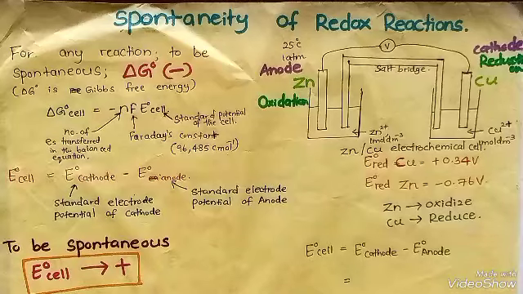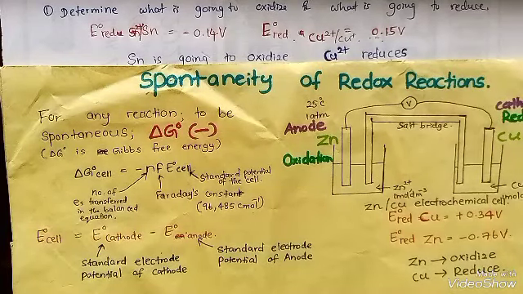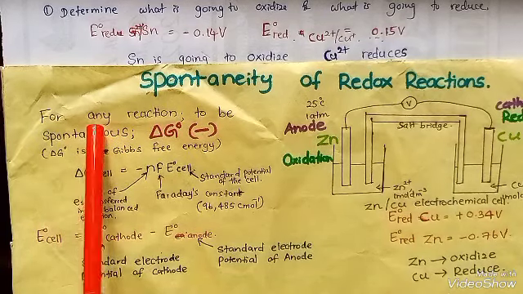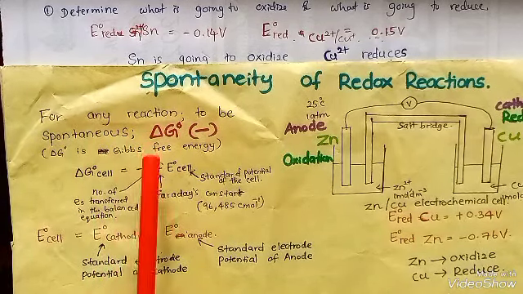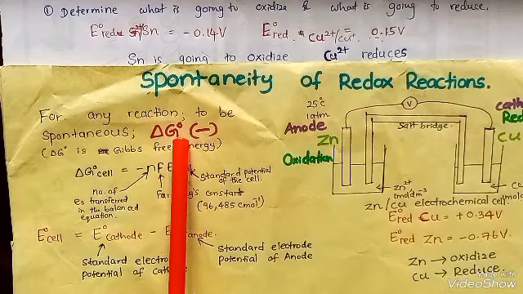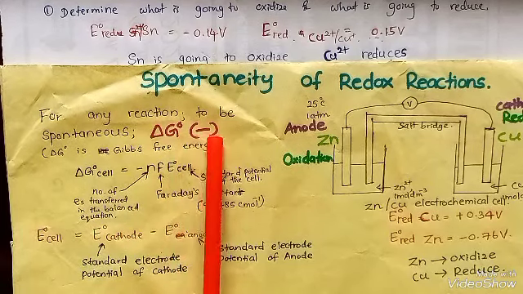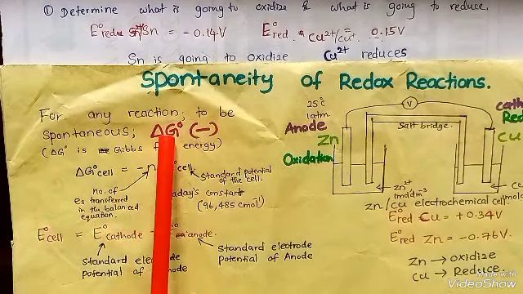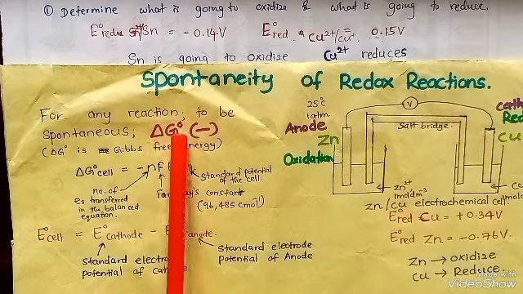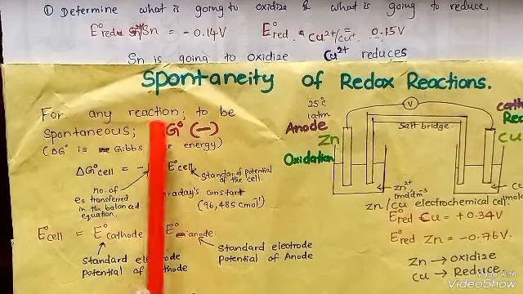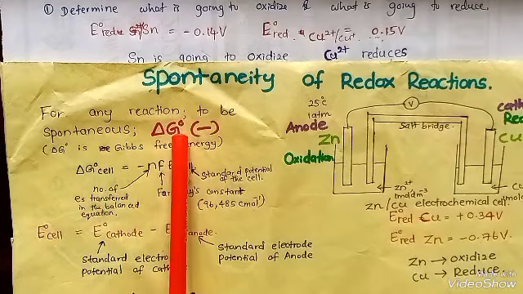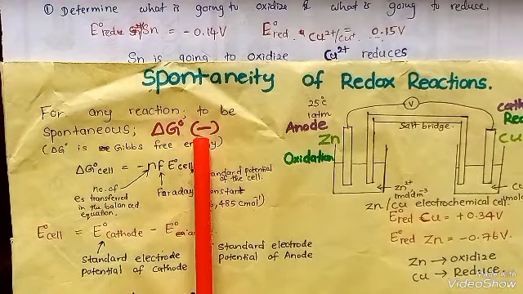In this video, I am going to explain the spontaneity of redox reactions. You may know that as a fact, for any reaction to be spontaneous, the Gibbs free energy of the reaction, which we denote as delta G naught, should be a negative value.